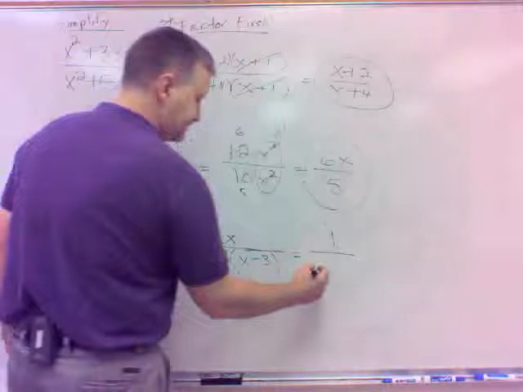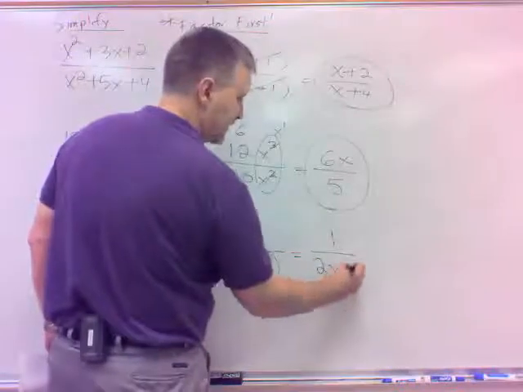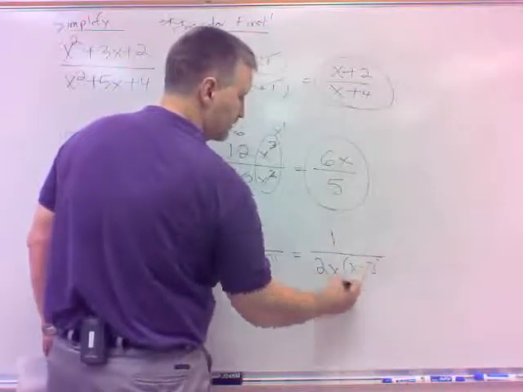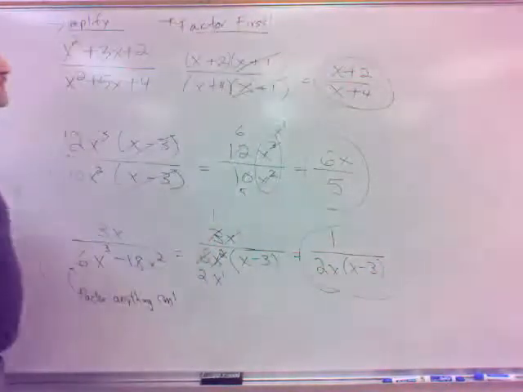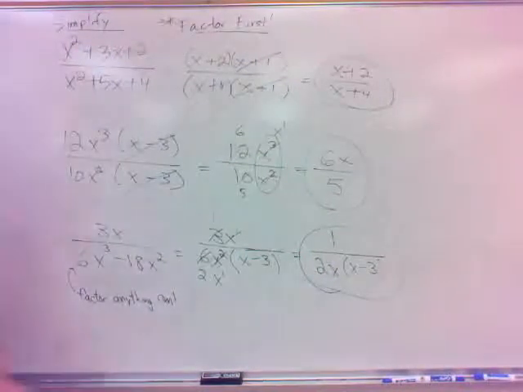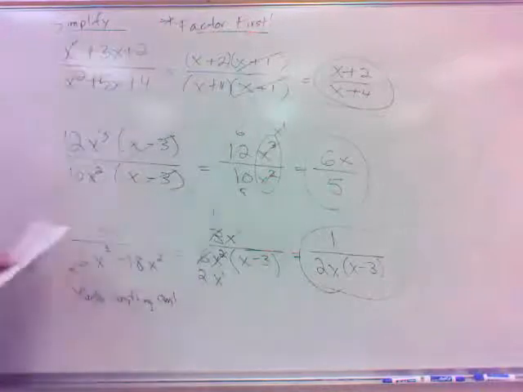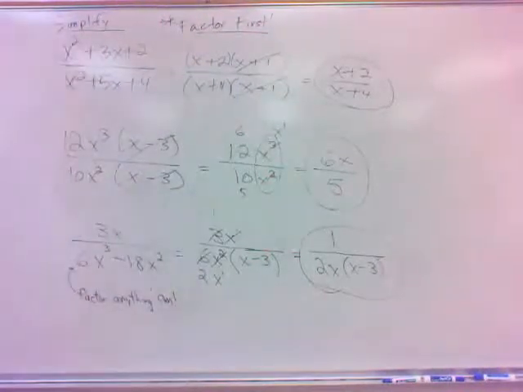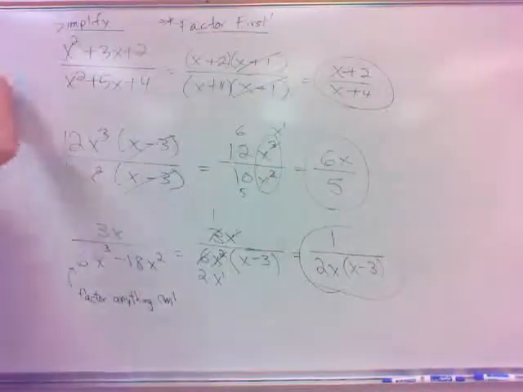Now on the bottom, what do I have? 2x and x minus 3. Right? Okay. All right. Let's see.